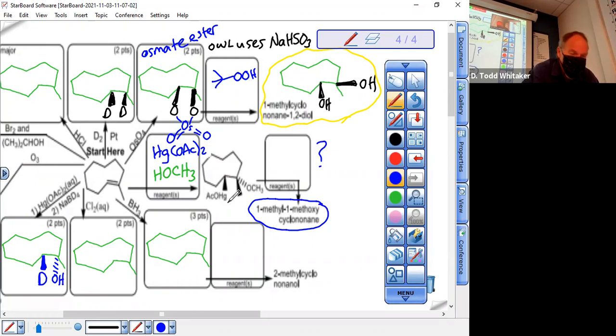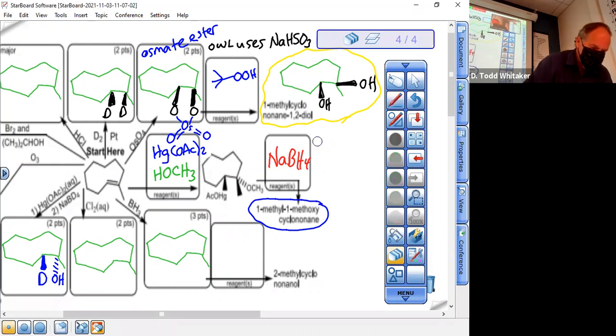Cyclononane means this has to be an H. How do you get rid of the mercury and put an H there? How did you get rid of the mercury and put a D there? That's what this did. So what am I going to put in this box? This replaced the mercury with a D. What goes in this box to replace the mercury with an H? NaBH4. We have to know that chemical. And now it's not a question mark, it's an answer.